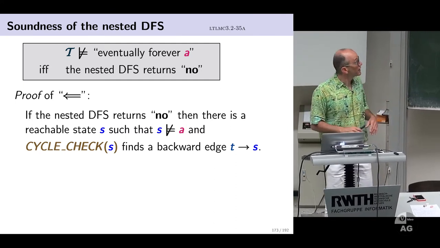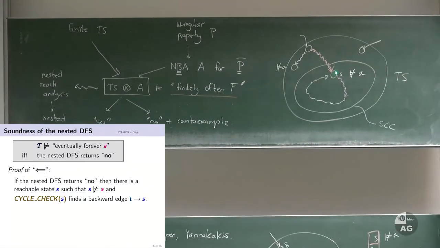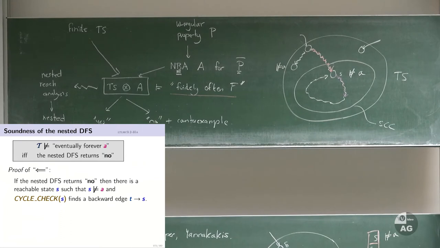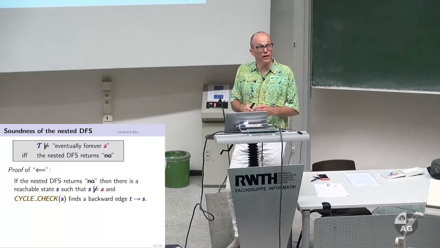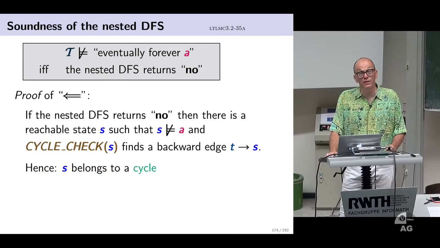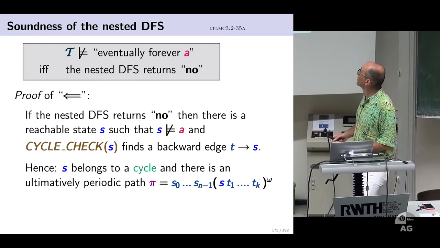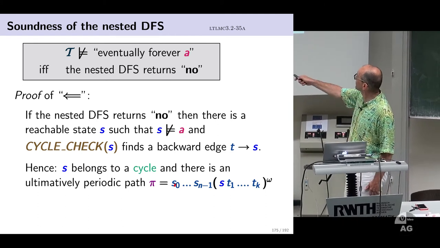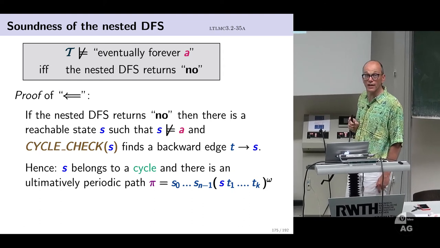So that is hopefully clear. I mean, that was exactly the picture here. If indeed there is a non-A state that lies on a cycle and I have found it, I can conclude the transition system violates eventually forever A. Good. That's the easy part. Good. Now there is also a part, because now I can reach from some initial state, state S, and S lies on a cycle, and this is the cycle on which S lies.